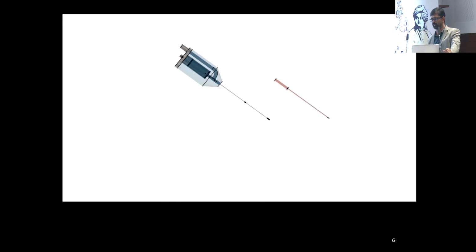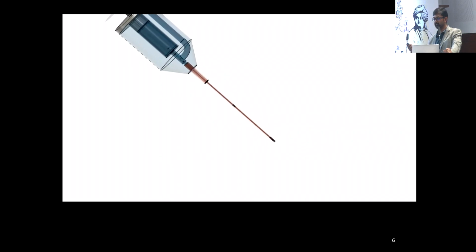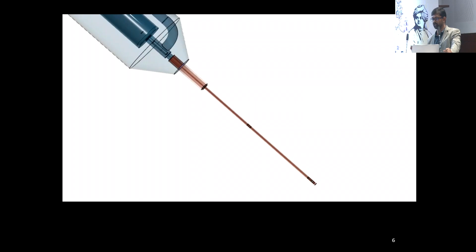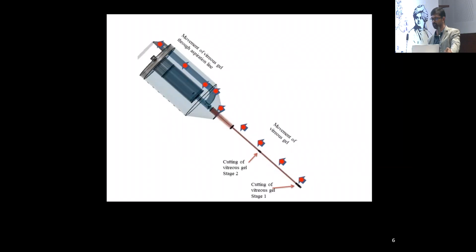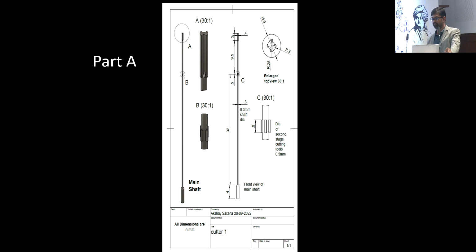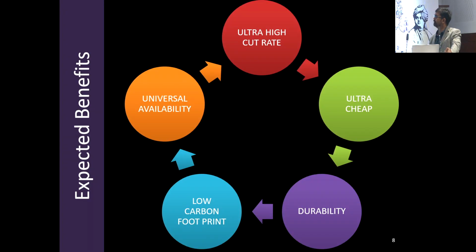Once you have the encasing of the solid cylinder, then like a typical cutter, you can put it in the eye, and you start aspirating. The only difference is that it will cut at 2 points. You can add more points if you want. Now this is the main design of the shaft that we have proposed for our patent filing. So we can see the 2 points of cutting, one at point A and one at point B. So overall, the expected benefits are that you want to achieve an ultra high cut rate, make the instrument cheap, and have more durability, low carbon footprint, and universal availability.